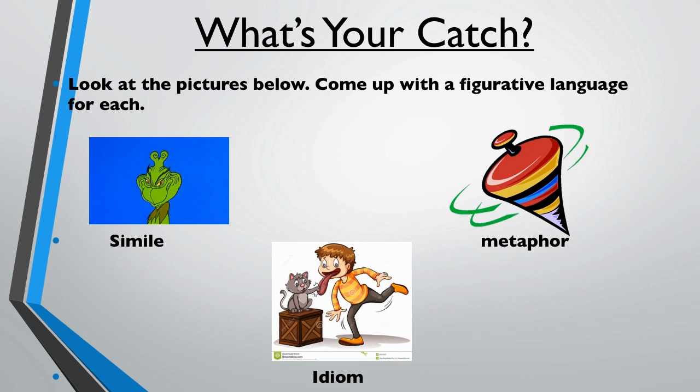Alright, and we're back. Now, you would have shared your own with someone that is sitting next to you, but I'm going to share my own with you. For the simile I came up with, Susan is as miserable as a Grinch. For the first picture. The second picture with the spinning top, the metaphor I came up with was, Johnny's life is a top spinning out of control. And lastly, the idiom. What's the matter, Dawn? Cat got your tongue? So everybody saw my 3 examples and how I used those pictures to come up with a statement using figurative language. Very good, boys and girls.